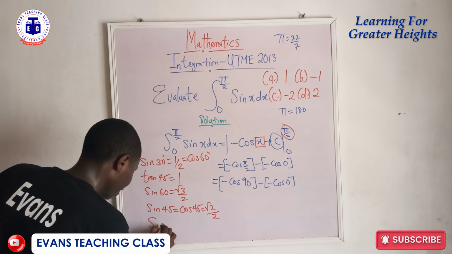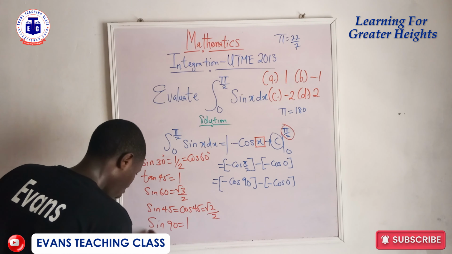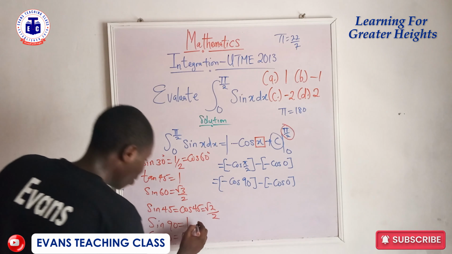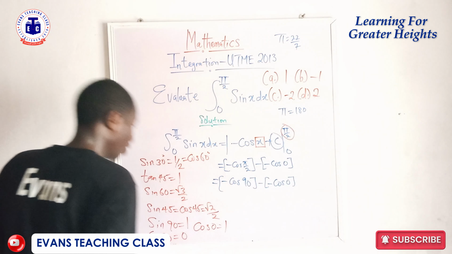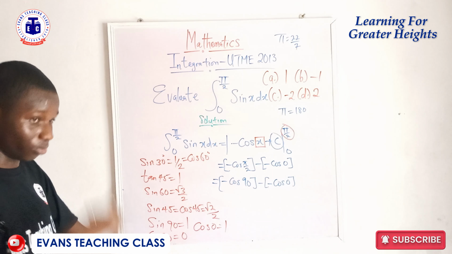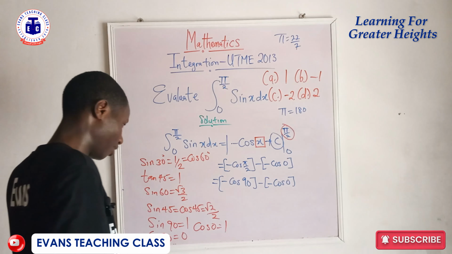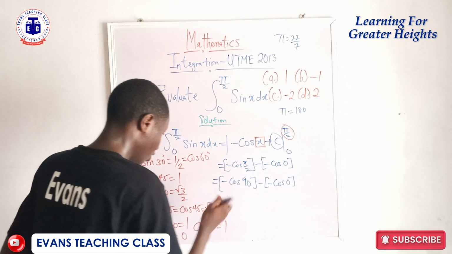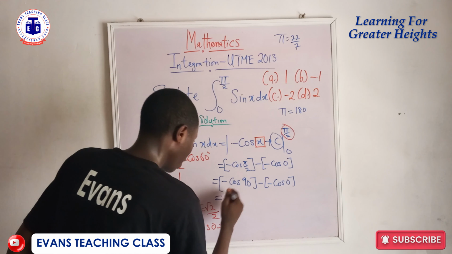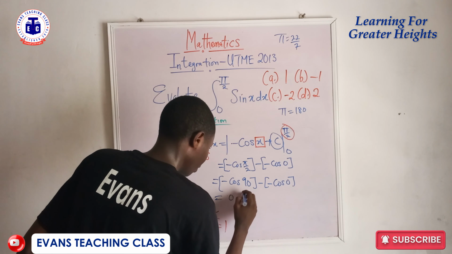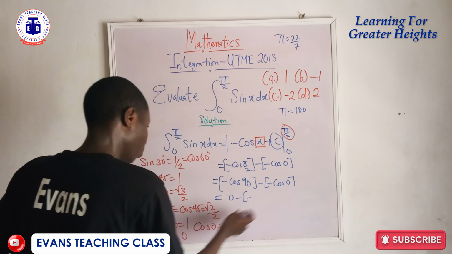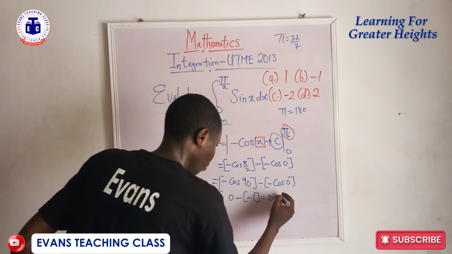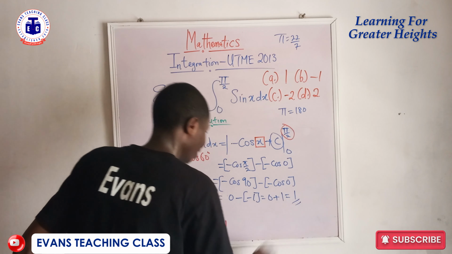Now sin 90 is 1. Cos 90 is 0. Take note of that. Cos 0 is 1. Take note of that. Whenever you see cos 0, it is 1. But cos 90 is 0. Now let's substitute it. So that will now be 0 like that. Minus, what's cos 0? I said 1. So what do we have now? 0 plus, minus times minus is plus. So what do we have now? So our answer is 1.